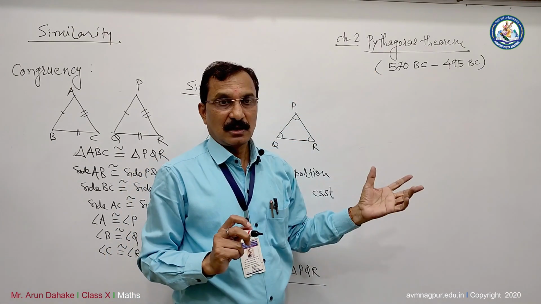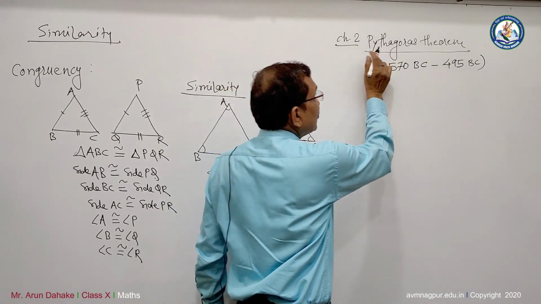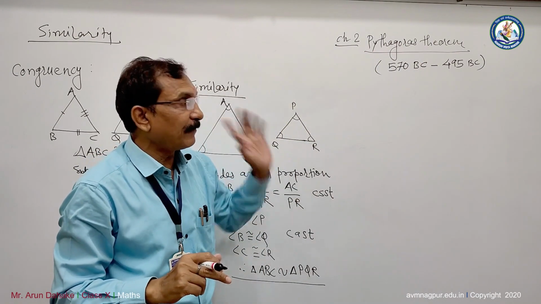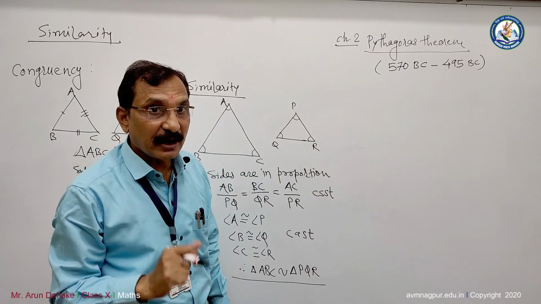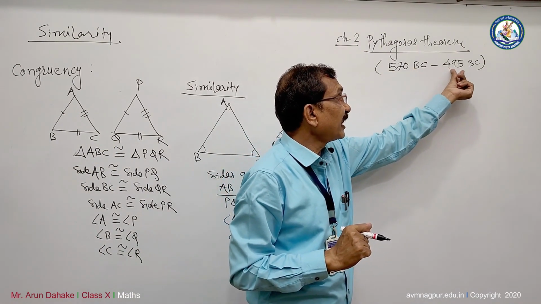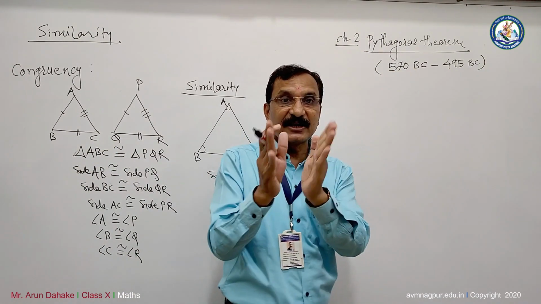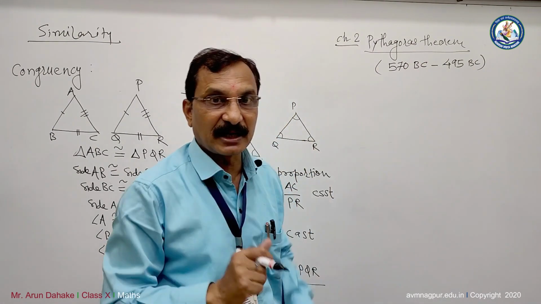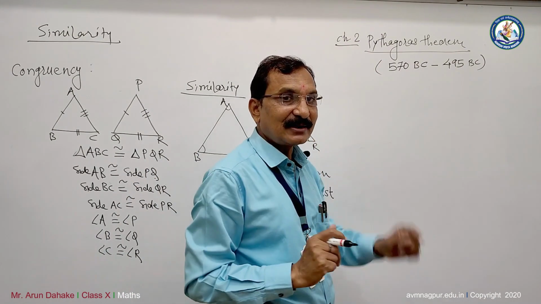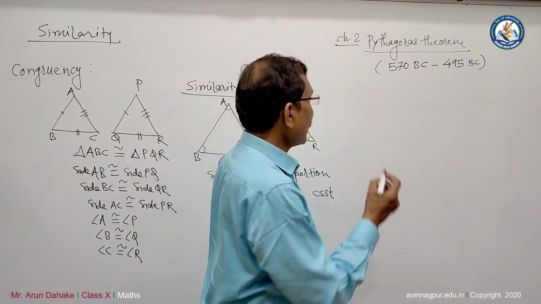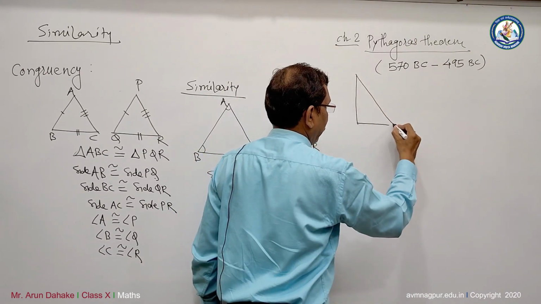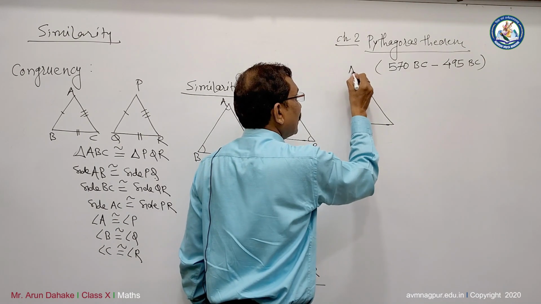Pythagoras theorem is what? Pythagoras is a very important, well-known mathematician, and he established this theorem 2500 years ago. The period was 570 BC to 495 BC. At the age of 75 years, he worked on mathematics, and especially he worked on the right angle triangle. Now you know this is the right angle triangle.